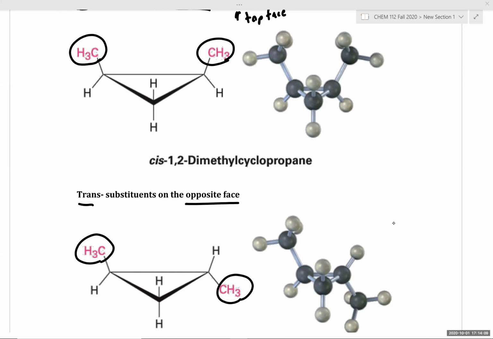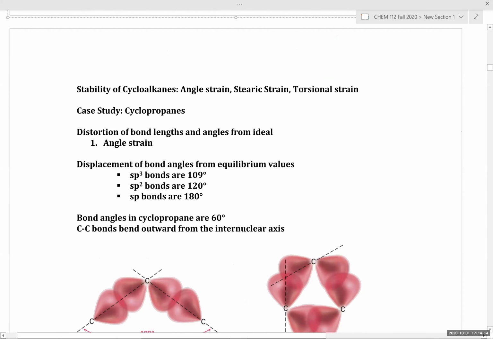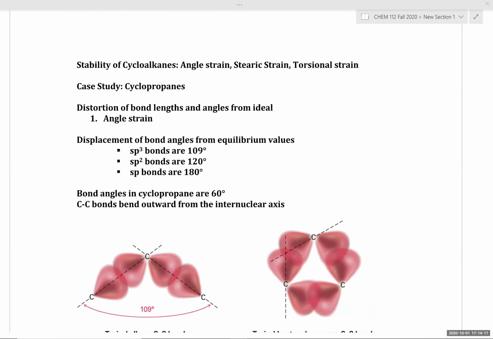Perfect. So we talked about some cis and trans isomers. Let's now talk a little bit about factors that influence the stability of cycloalkanes. And the main factors that we need to consider are angle strain, steric strain, and torsional strain. So let's look at cyclopropanes, and hopefully when I make the model using my model kit, it doesn't break on me, because cyclopropanes are not particularly low in energy, to say the least. They're not particularly stable.